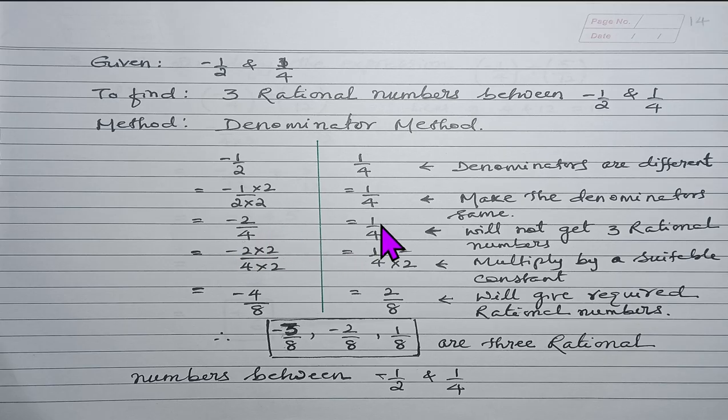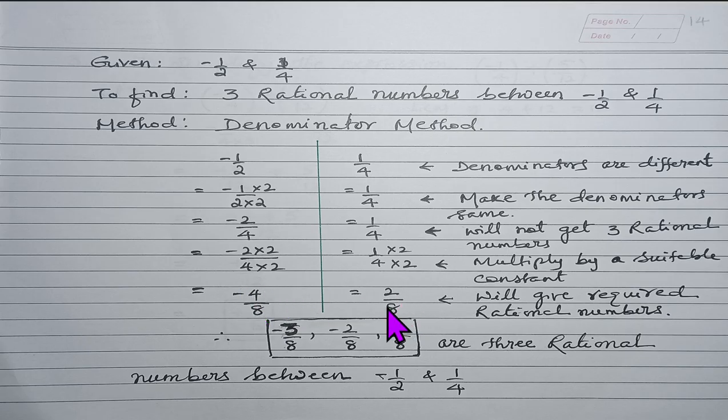Between minus 2 by 4 and 1 by 4, we will not get the required three rational numbers. To get the required three rational numbers, we have to multiply by some constant which gives us the three rational numbers. So I have multiplied here by 2. So minus 2 into 2, 4 into 2, 1 into 2, 4 into 2. So it will be minus 2 into 2 is minus 4, 4 into 2 is 8, and therefore minus 4 by 8 and 2 by 8.